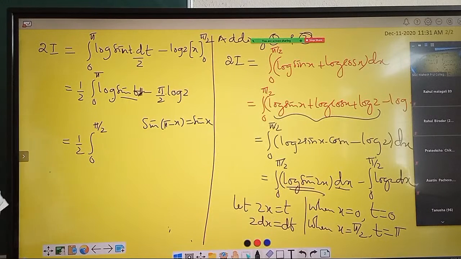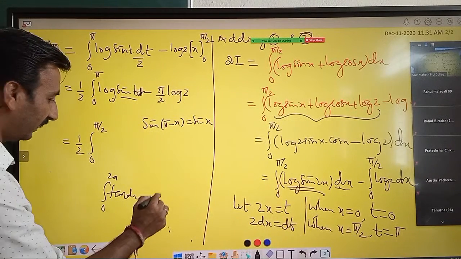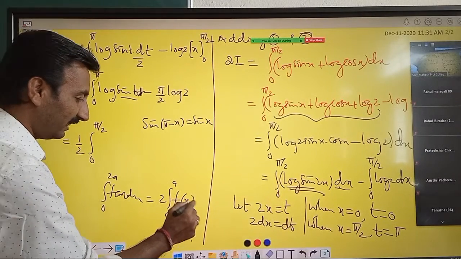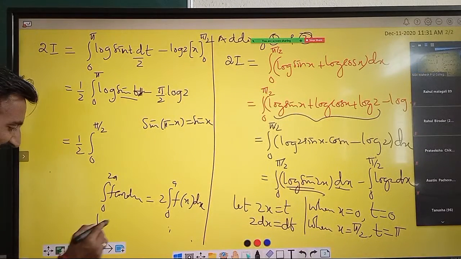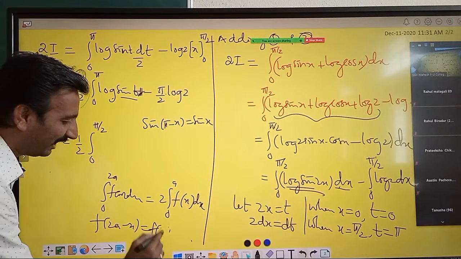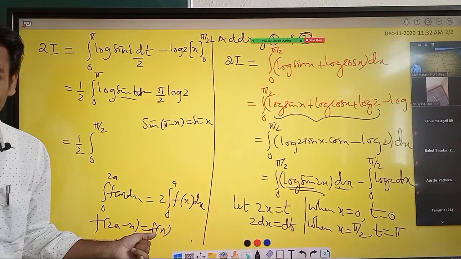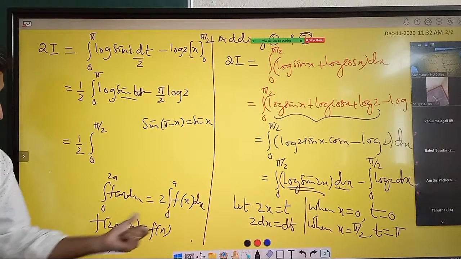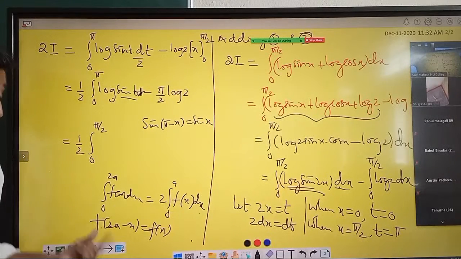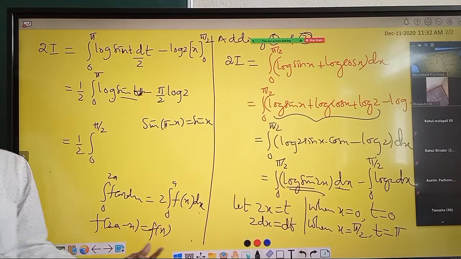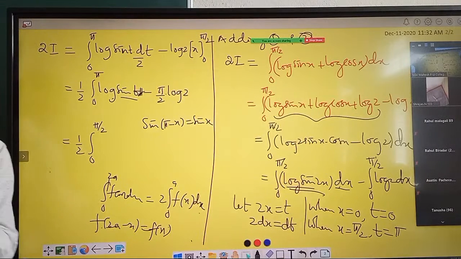2a. There is another property, I think you have remembered: 0 to 2a f of x dx, it is 2 times of 0 to a f of x dx only. Two results were there. One result: f of 2a minus x equal to f of x, this is the answer. Another result: 0, if f of 2a minus x equal to minus f of x, correct?